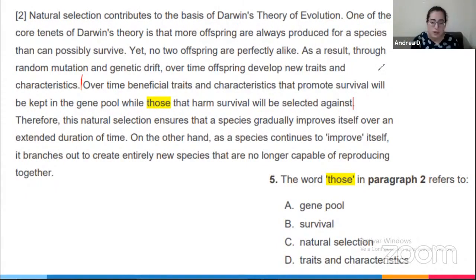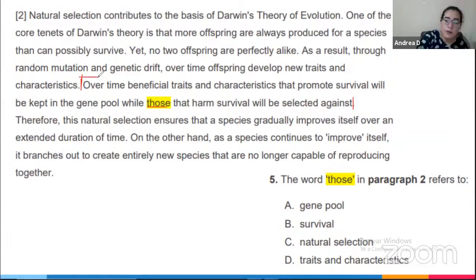Okay, thanks so much. So I'm sure you got it by now. The word those refers to? D. I think it's A. D. Gene pool, you sure? D, right? Beneficial traits and characteristics. Think about it a bit more. Okay, you need to find out what those refers to. So it is D, traits and characteristics, but let's look into it.